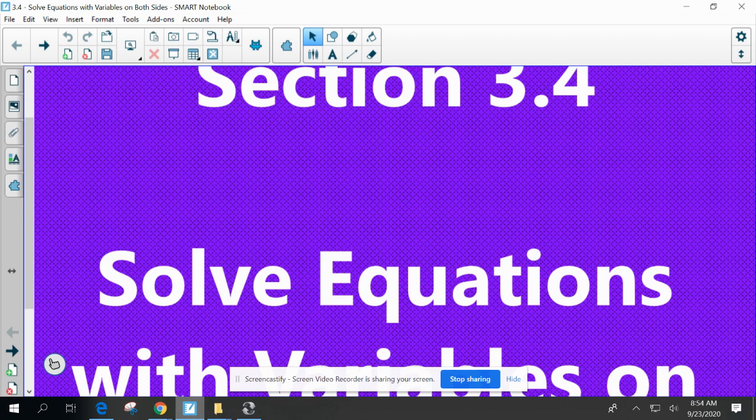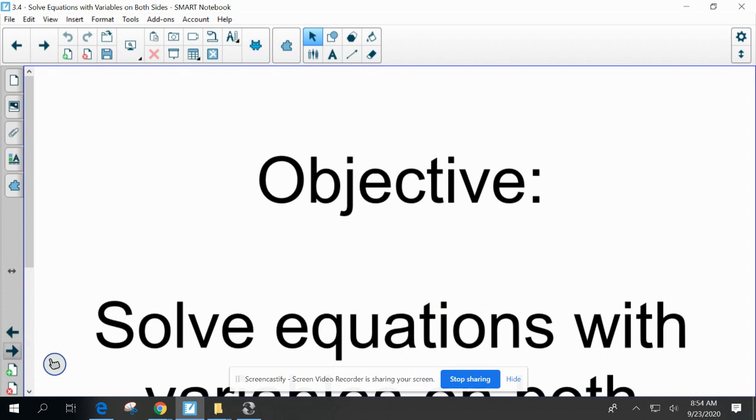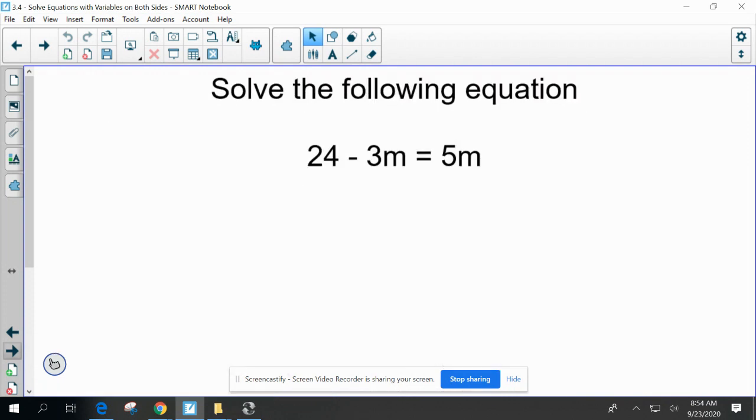All right, so we are solving equations with variables on both sides. So problem number 1. We're going to follow the same steps as we did yesterday. First, we combine like terms if we can. They have to be on the same side of the equal sign in order for you to combine like terms. And then we go to order of operations, but working backwards.